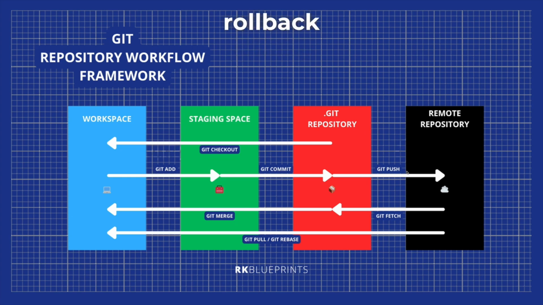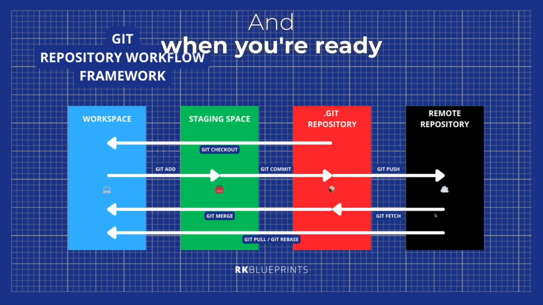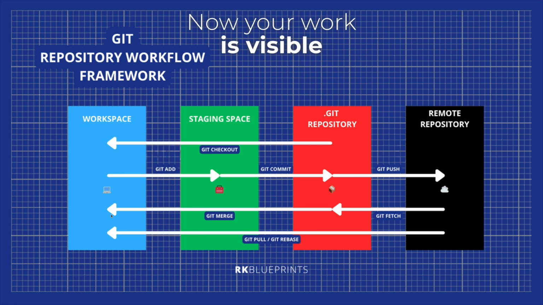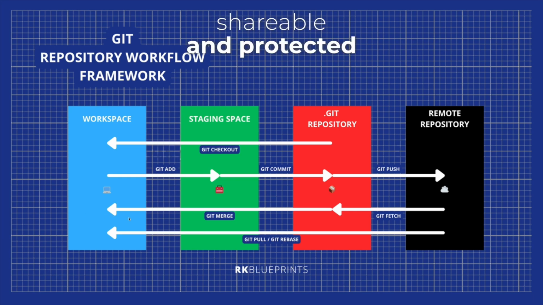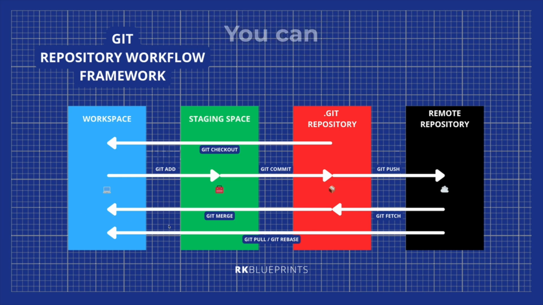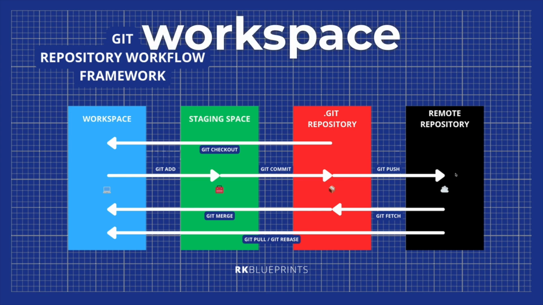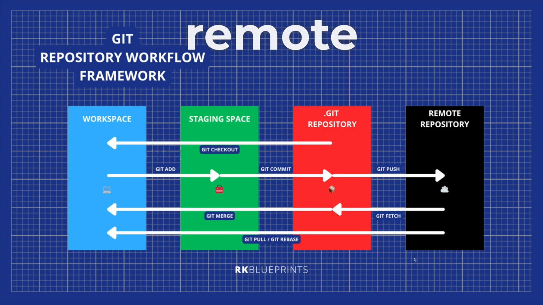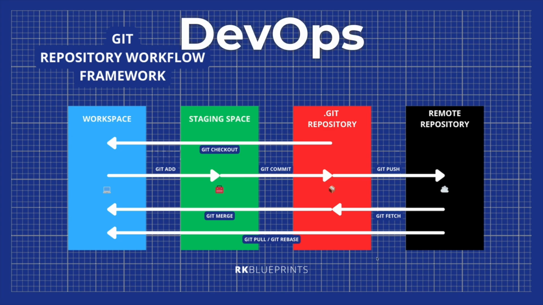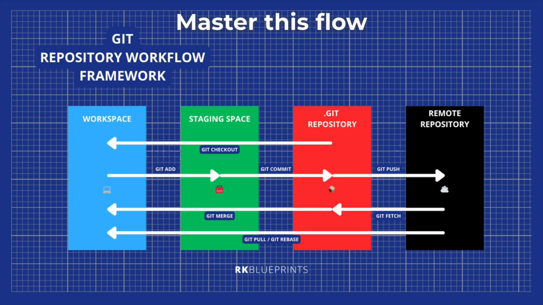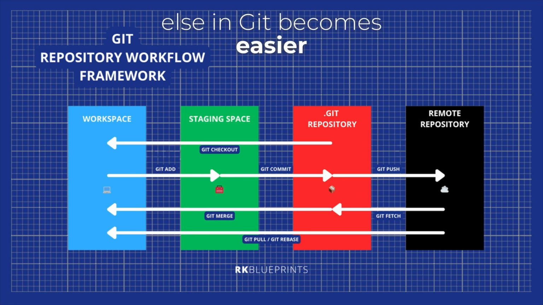History, rollback, comparison. And when you're ready to collaborate or back things up, you push those commits to a remote repository, usually GitHub. Now, your work is visible, shareable, and protected. And Git isn't one-directional. You can fetch, pull, or merge changes from others back to your local repo. That's how teams stay in sync without overriding each other. This loop, workspace, staging, local repo, remote repo, is the heartbeat of DevOps version control. Master this flow and everything else in Git becomes easier.